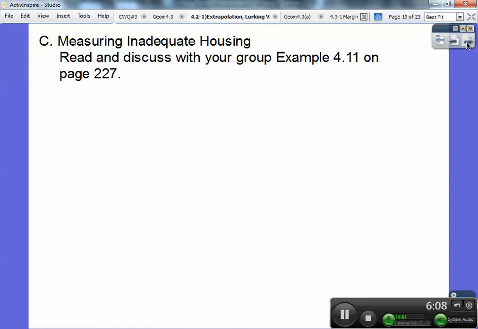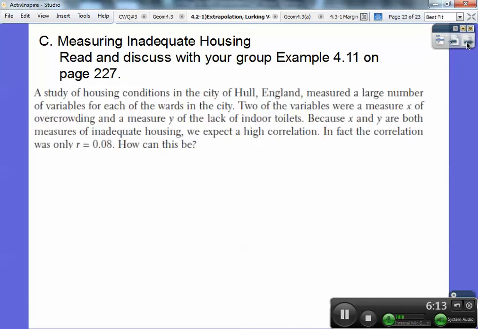So, measuring inadequate housing. Read and discuss with your groups example 4.11 on page 227. A study of housing conditions in the city of Hull, England, measured a large number of variables for each of the wards in the city. Two of the variables were a measure X of overcrowding and a measure Y of lack of indoor toilets. The hard part was, as Y increased, the lack of indoor toilets became a bigger problem. So there were basically fewer toilets for the amount of people.